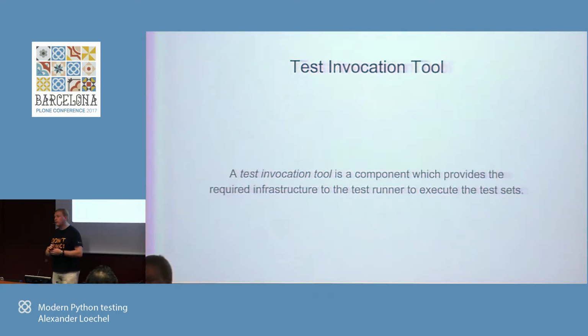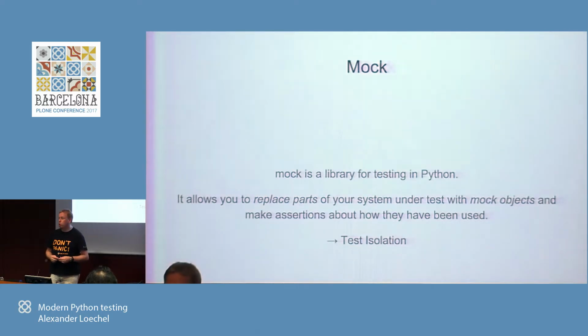The next thing is a test invocation tool. The test invocation tool is a component which provides the required infrastructure to the test runner to execute the test set itself. And what we do also have are mocks. Mocks are to replace parts of your system under test so that you can isolate things and make assertions about how something works without calling something larger. So it's about test isolation.